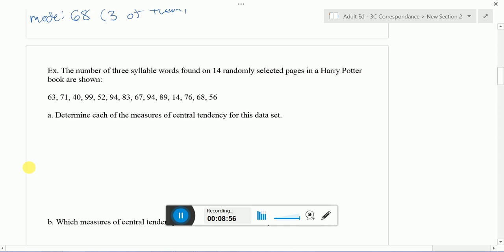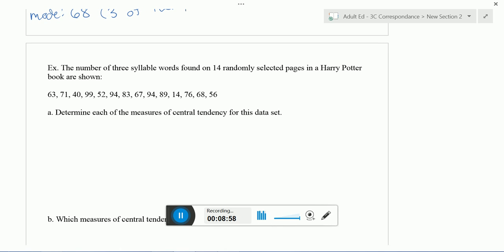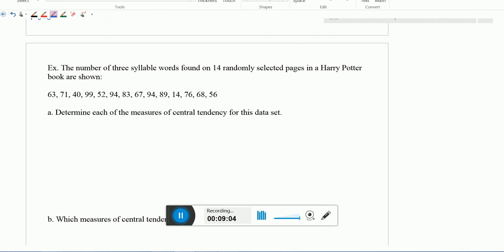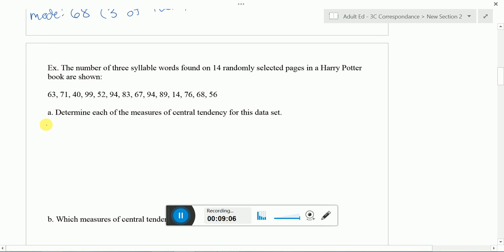The number of 3-syllable words found on 14 random pages in Harry Potter books are shown. We want to determine each measure of central tendency for the data set. Again, we'll start with the mean, and the mean is the same as the average. So that's the sum divided by, there are 14 pages, so this will be sum divided by 14. The sum is adding them all together.